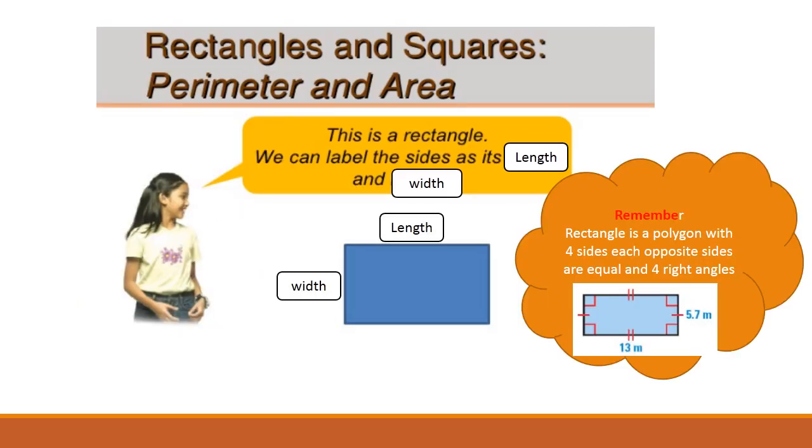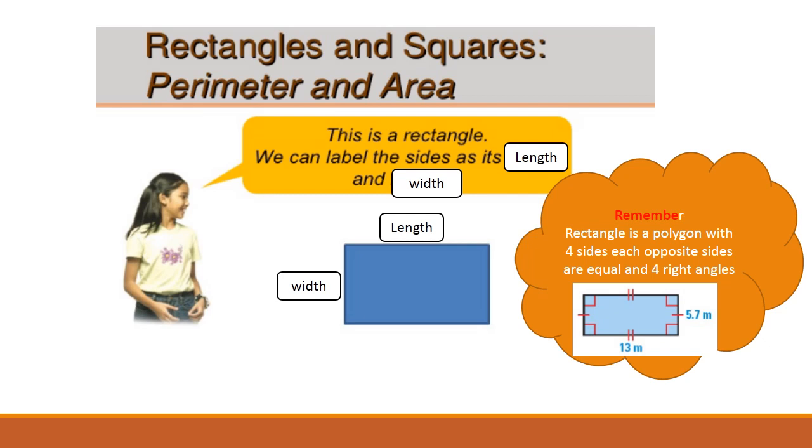First, let's remember the meaning of rectangle. A rectangle is a polygon, a 2D shape with 4 sides. Each opposite side is equal. There are 2 sides we name length, and 2 sides we name width. You can see the length here, and the opposite one is also length. They are the same in measurement.